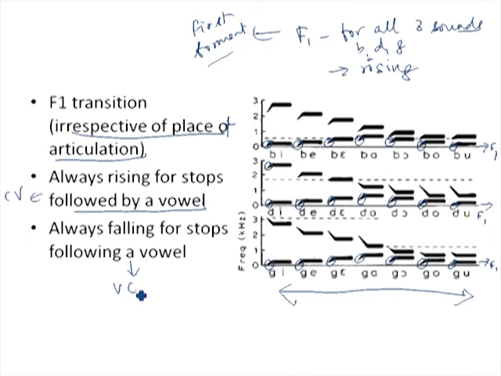Okay, so for example, if it is ig, eg, ag, ag. If I were to do that, that's how my formant transitions are always going to be falling when it is a VC combination. Okay? I know stops are one of the tough manners of articulation to understand in terms of acoustics. But if you think about it, it's actually easy.